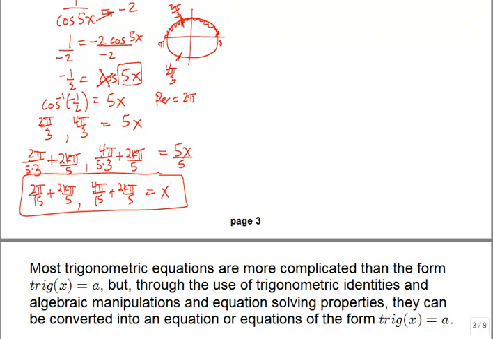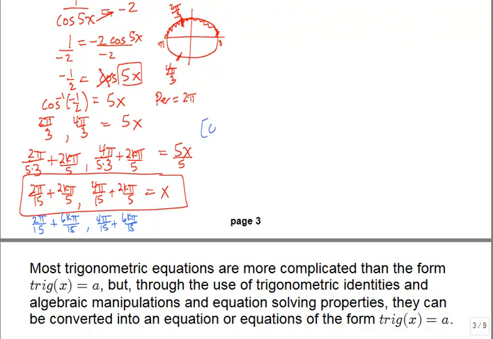To find your solutions in the interval 0 to 2 pi, before you do that, I would recommend changing these 5's to 15's and getting a common denominator. So I'm going to rewrite this as 2 pi over 15 plus, to get a 15 I have to multiply by 3, so this would be 6k pi, and this one would be 4 pi over 15 plus 6k pi over 15. So just get a common denominator.